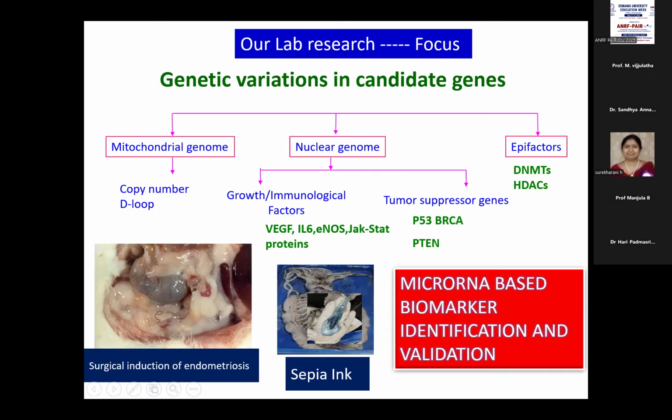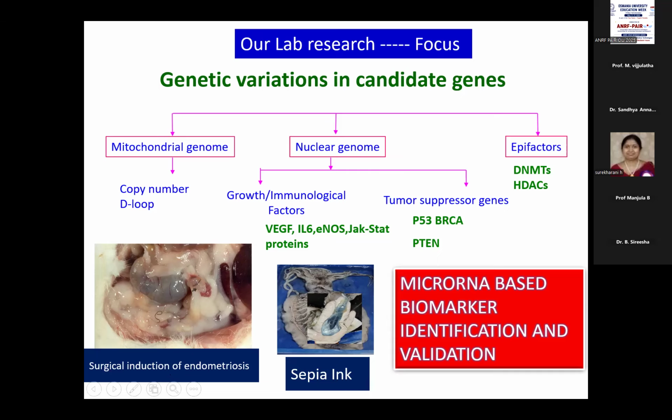So we developed a rat model by surgically inducing the disease, since rats don't have a menstrual cycle. Then we started working with a compound called Sepia ink. Sepia is a cuttlefish which has an ink gland, and this ink is used in alternative medicines like homeopathy. We have used whole ink and wanted to decipher its role in endometriosis. The work is still going on, with DBT Builder funding.